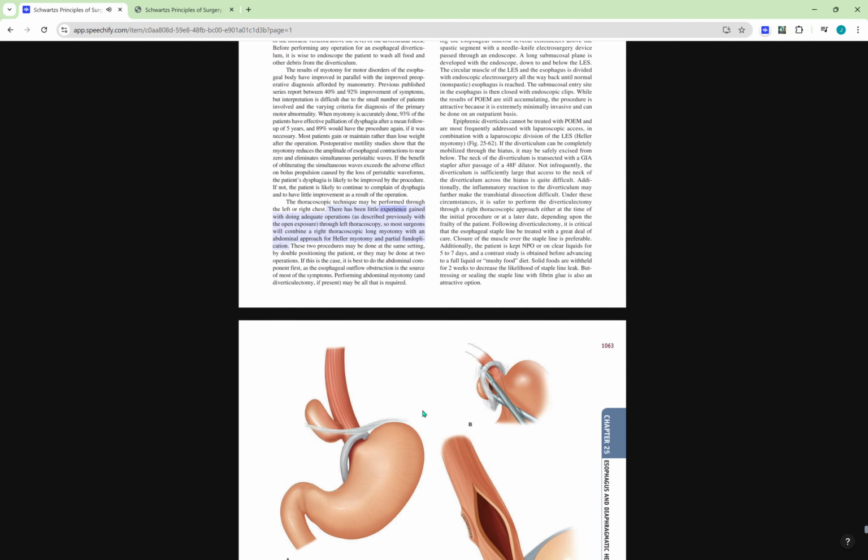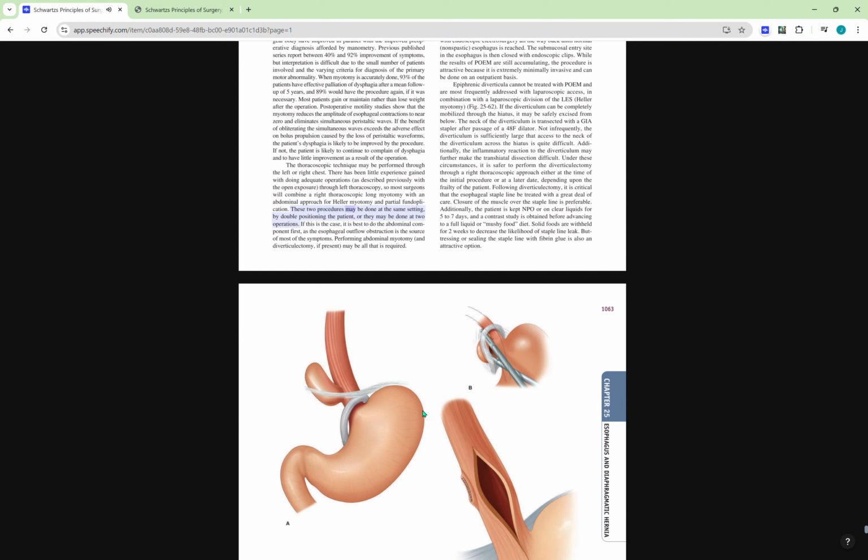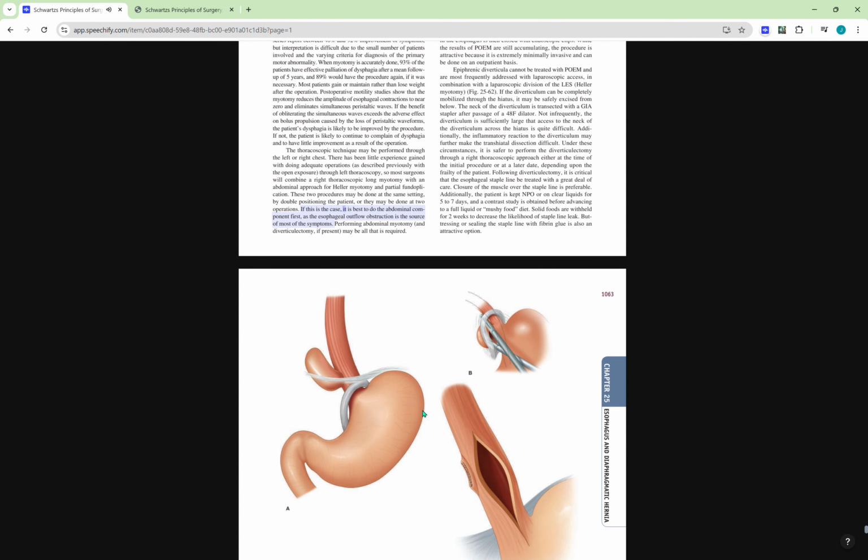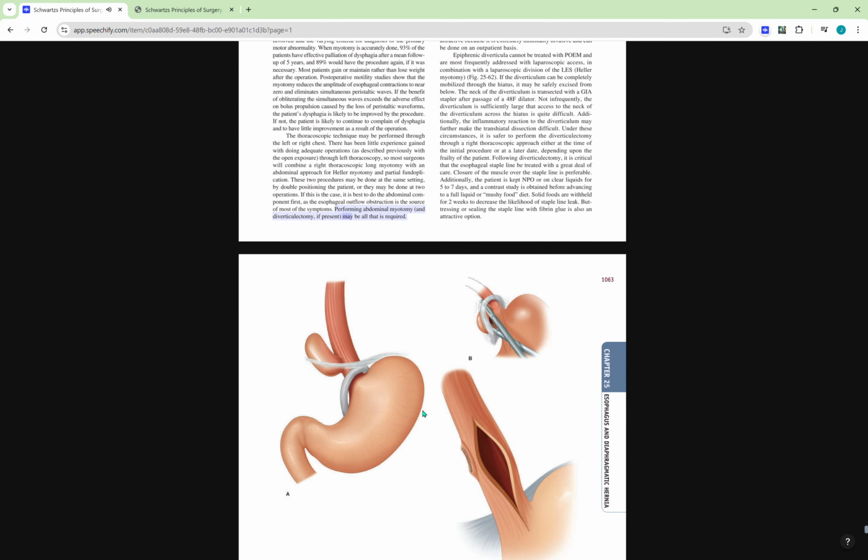There's been little experience gained with doing adequate operations through left thoracoscopy, so most surgeons will combine a right thoracoscopic long myotomy with an abdominal approach for Heller myotomy and partial fundoplication. These two procedures may be done at the same setting by double positioning the patient, or they may be done at two operations. If this is the case, it is best to do the abdominal component first, as the esophageal outflow obstruction is the source of most of the symptoms. Performing abdominal myotomy may be all that is required.